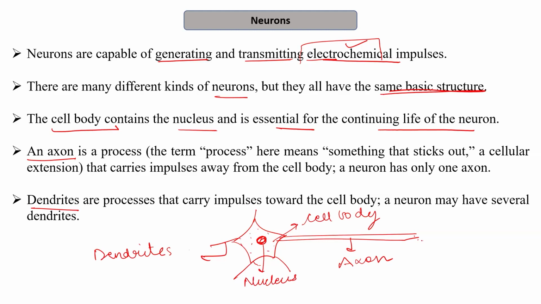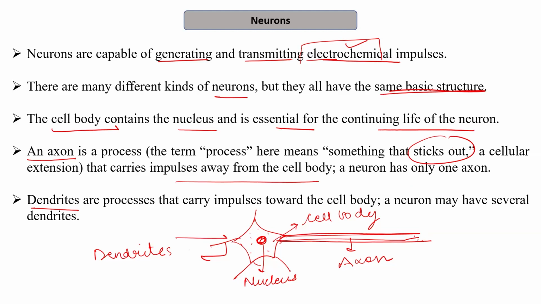An axon is a process. Why have we used the term process here? The process here means something that comes out or sticks out of a cellular extension. So it is a stick-like structure that protrudes out of the cell. It carries impulses away from the cell body.